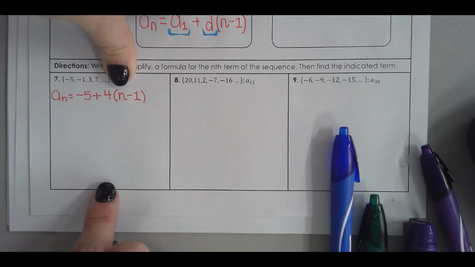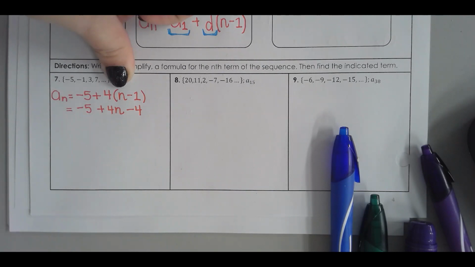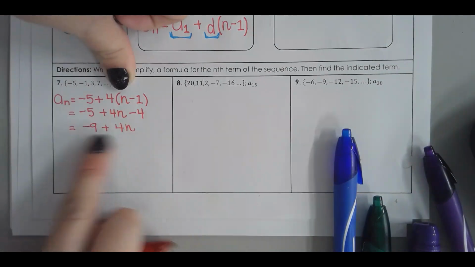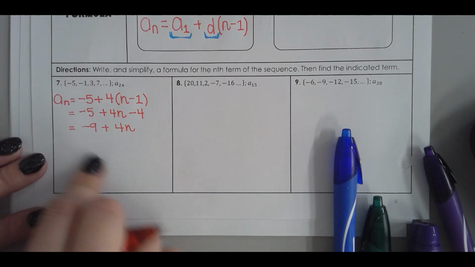So this would be -5 plus 4n minus 4. And if I combine like terms, it's -9 plus 4n. If you want to write it as 4n minus 9, that's okay. Okay.